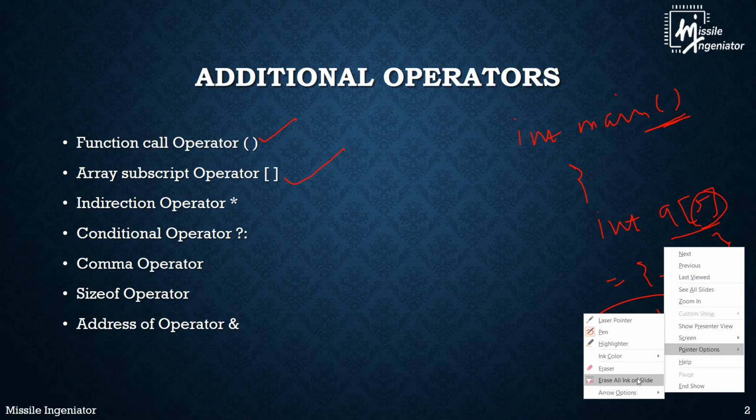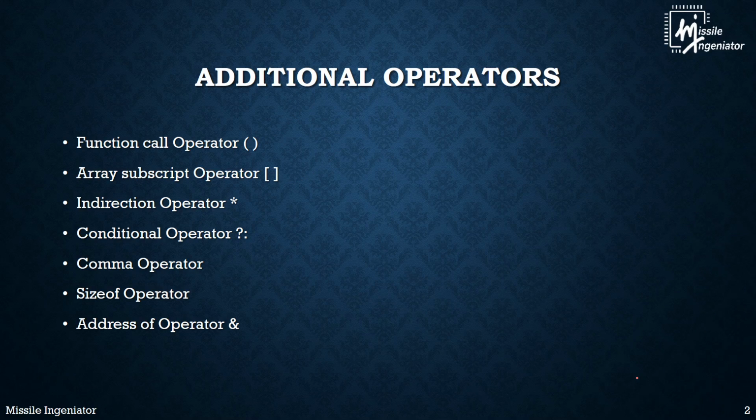The next is the indirection operator, which is basically used in the concept of pointers. You'll get a much better understanding when I explain the concept of pointers.